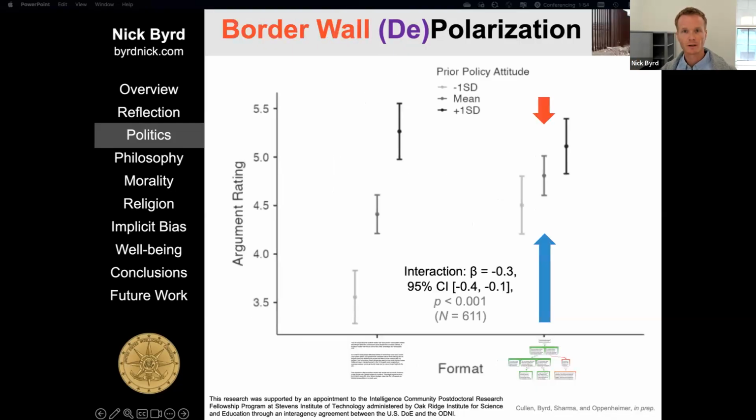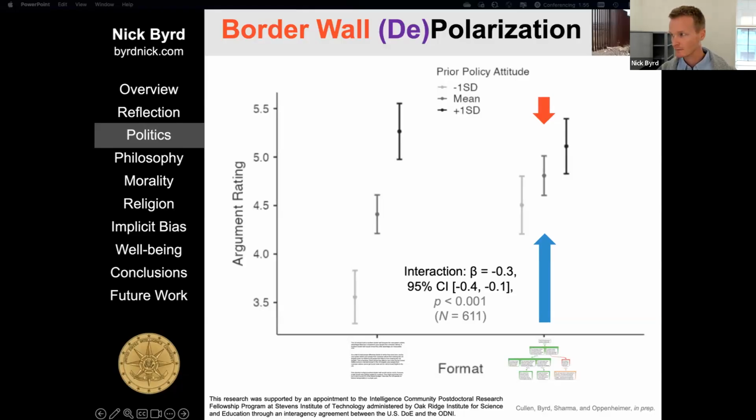And we can do the same thing for a policy that's on the other side of the political spectrum. So here we have an argument in favor of a southern border wall in the United States, and we give people either the raw text or randomize them to a visual argument of the same exact text. And once again, we see that the map seems to depolarize people's views of the argument. And again, it's the people who wanted to reject the conclusion who seem to be changing the most in the map condition.